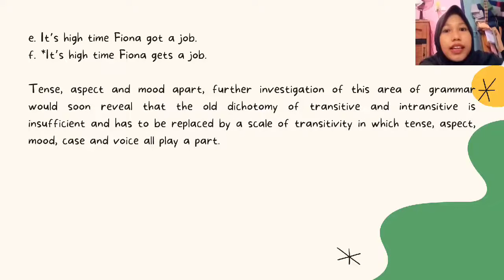E. It's high time Fiona got a job. F. It's high time Fiona gets a job. Tense, aspect and mood apart, further investigation of this area of grammar would soon reveal that the old dichotomy of transitive and intransitive is insufficient and has to be replaced by a scale of transitivity in which tense, aspect, mood, case, and voice all play a part.